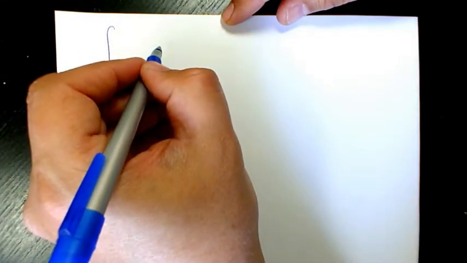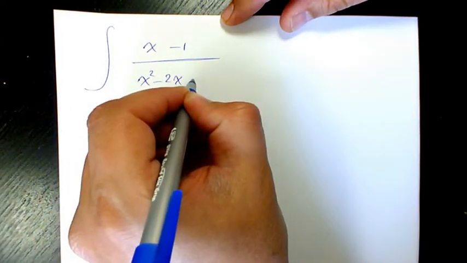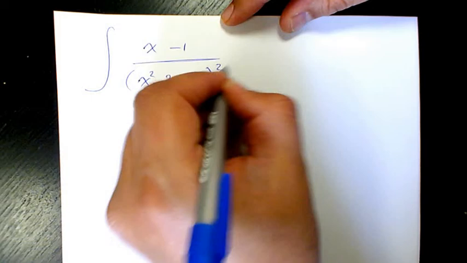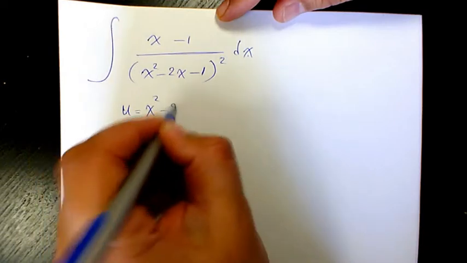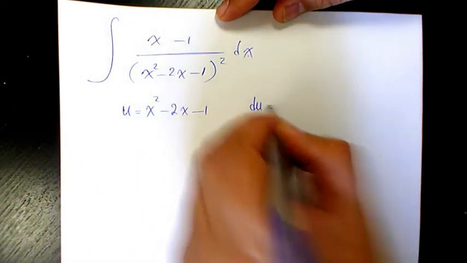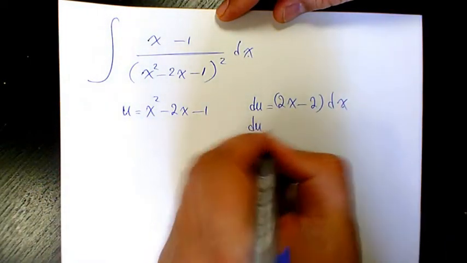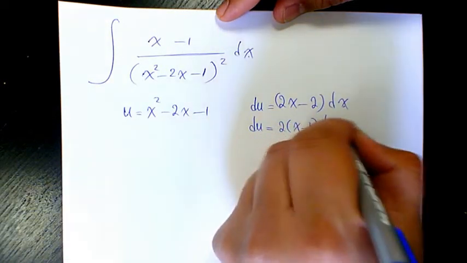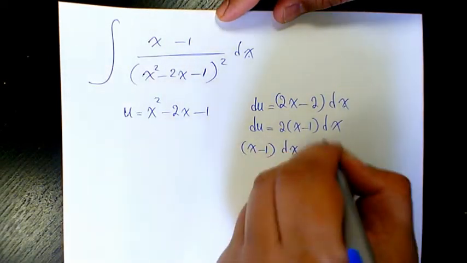Next example can be the integral of x minus 1 over x squared minus 2x minus 1 to the power of 2 dx. So I'm going to have u equals x squared minus 2x minus 1. So du is going to be 2x minus 2 times dx, which means that du equals 2 times x minus 1 dx. Therefore, x minus 1 times dx is going to be du over 2.